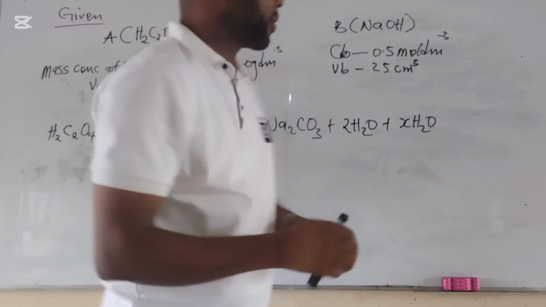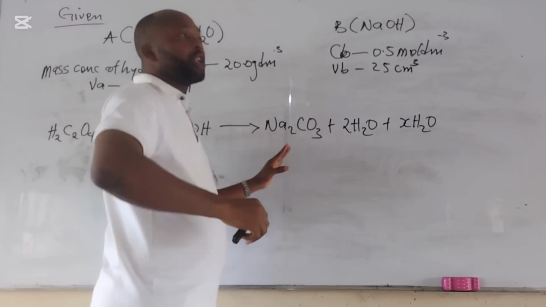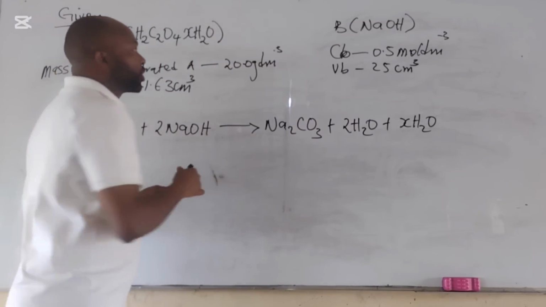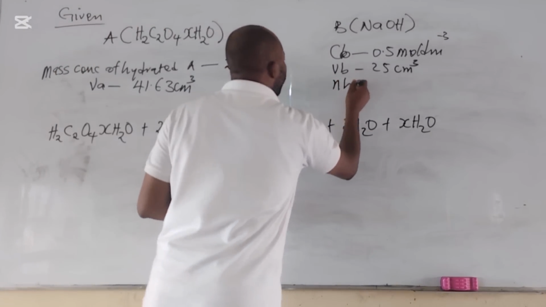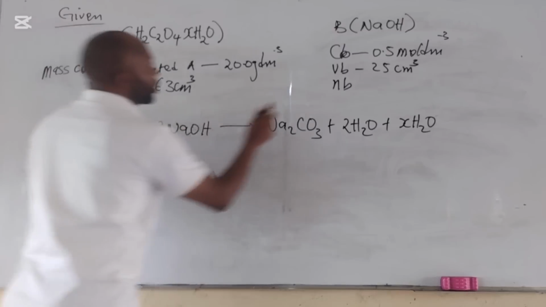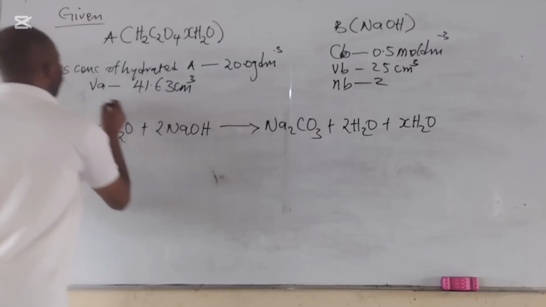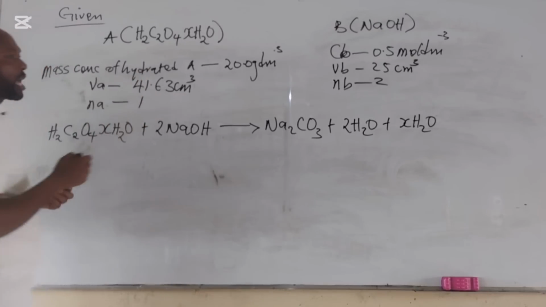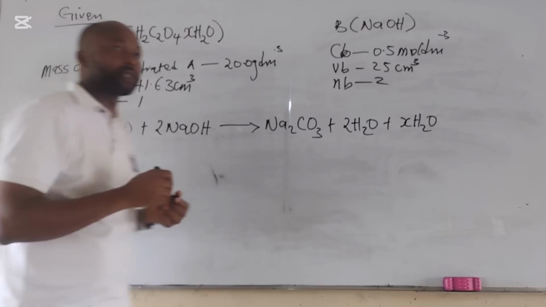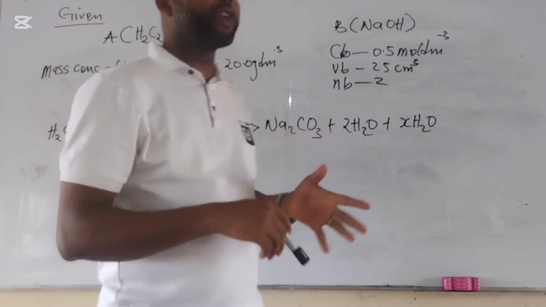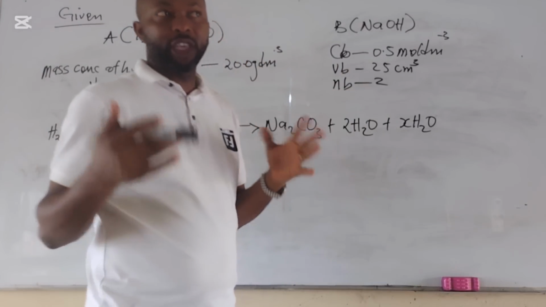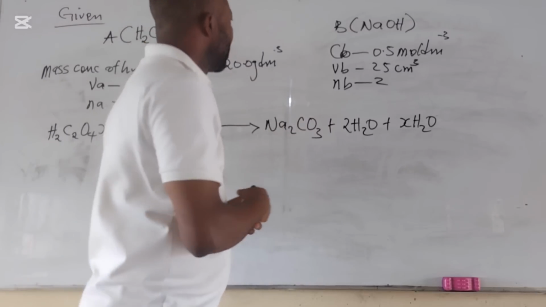So from here, we will be able to get the number of moles of the acid and that of the base. Here I have the number of moles of base as 2, and the number of moles of acid as 1. That is the reason why the equation of reaction must either be given or you balance it. Either way, if they don't give you, you balance. If they give you, you thank your stars.